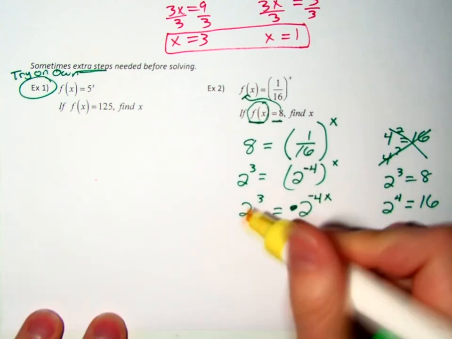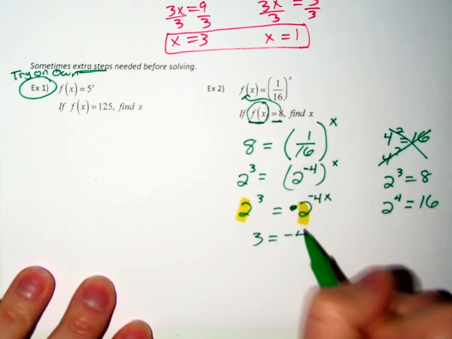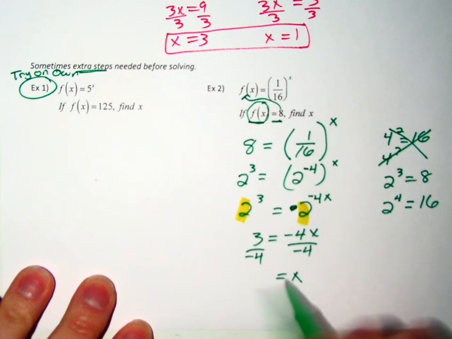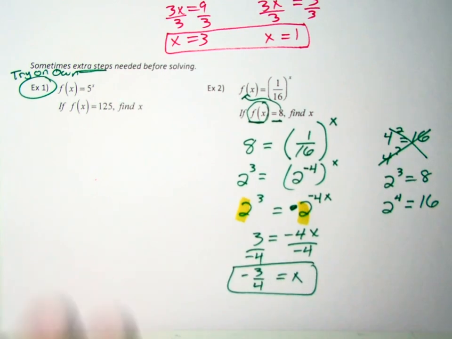Now that my bases are the same, we can set our exponents equal. So 3 equals negative 4x. Divide by negative 4. X equals negative 3/4. And you could go ahead and type that in your calculator and check the answer.